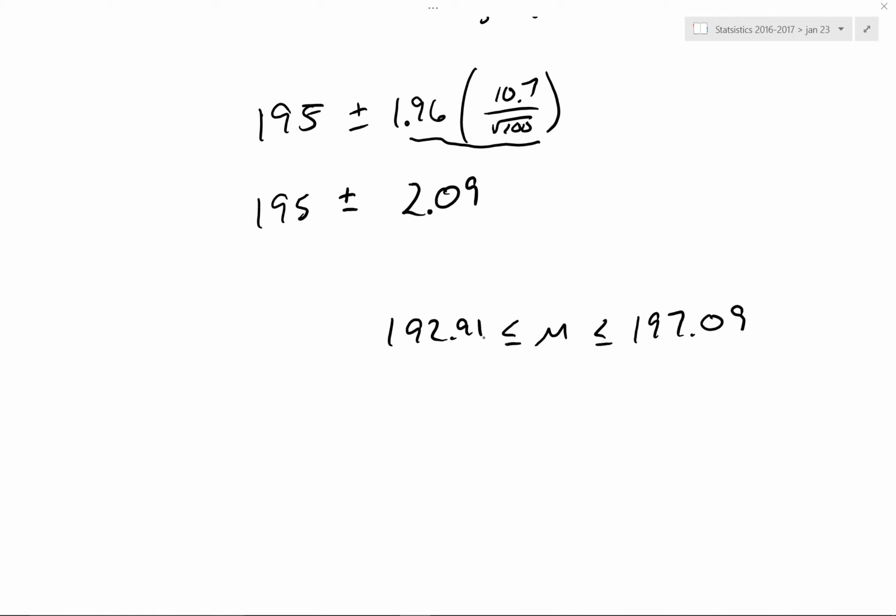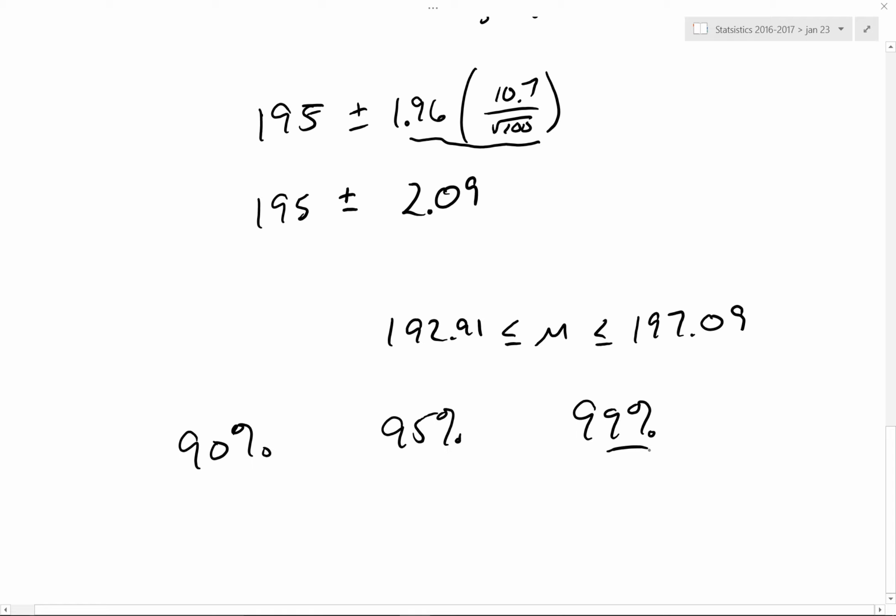And how confident do you want to be? 95%? 90%? 99%? Now, the big three are 90, 95, and 99. Those are the big three. You could do a 50% confidence interval, but why would you? That's just weird. Now, here's the deal. We would like to be as confident as possible, yes?